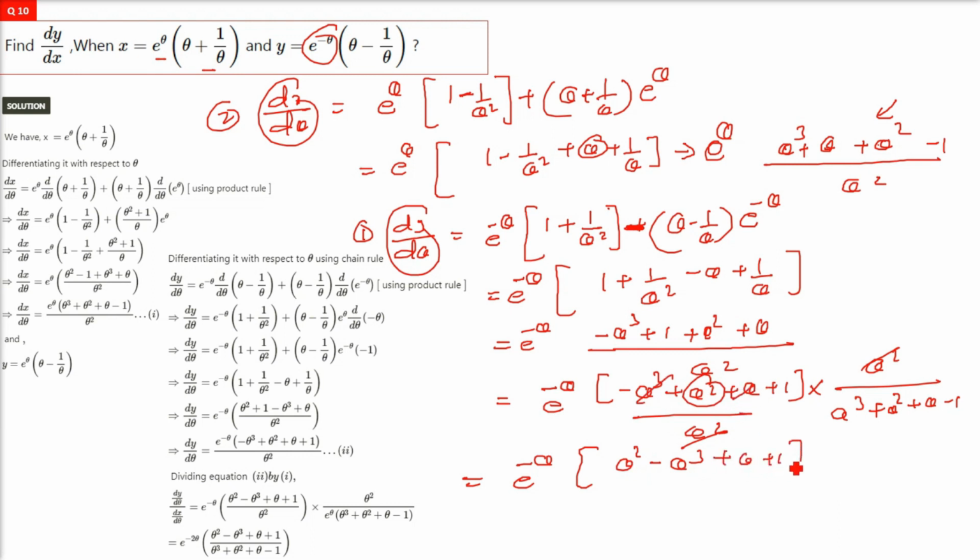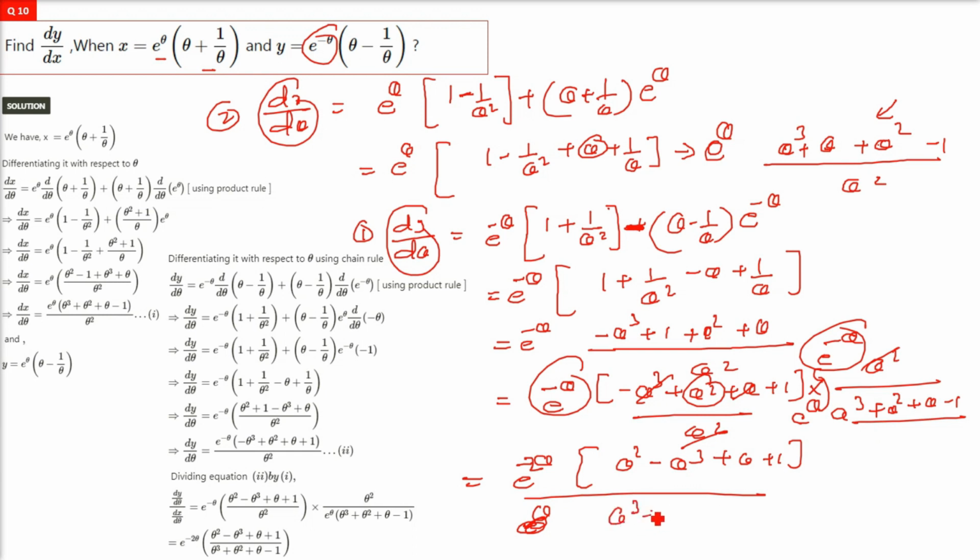If you remember, e to the power theta has come in dx by d theta also, and e to the power minus theta has come in dy by d theta. So this e to the power minus theta is in the numerator, e to the power theta in the denominator, and then the denominator will go up, it will be e to the power minus theta. So e to the power minus theta and e to the power minus theta will give e to the power minus 2 theta. And this you can write like that only. And as I said, it is always visually appealing to write the content in the descending order or ascending order.